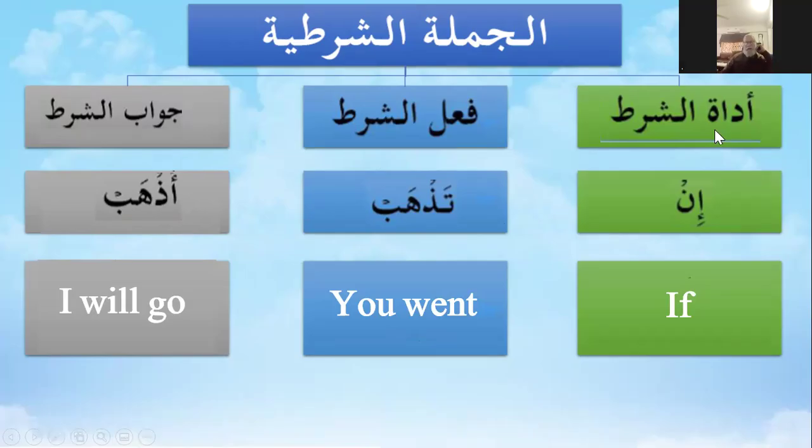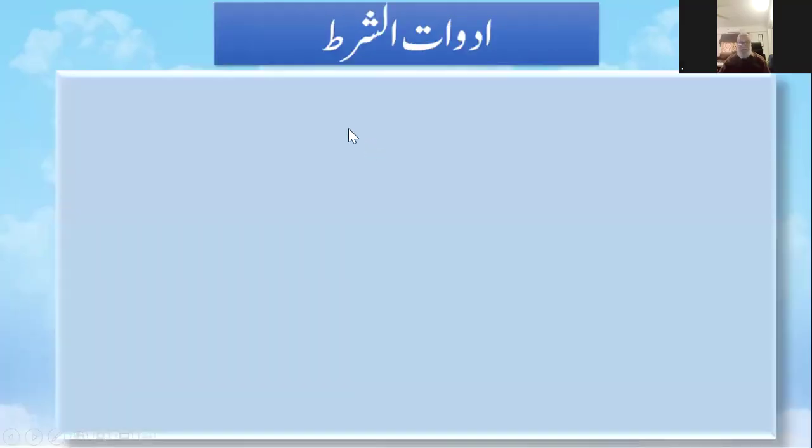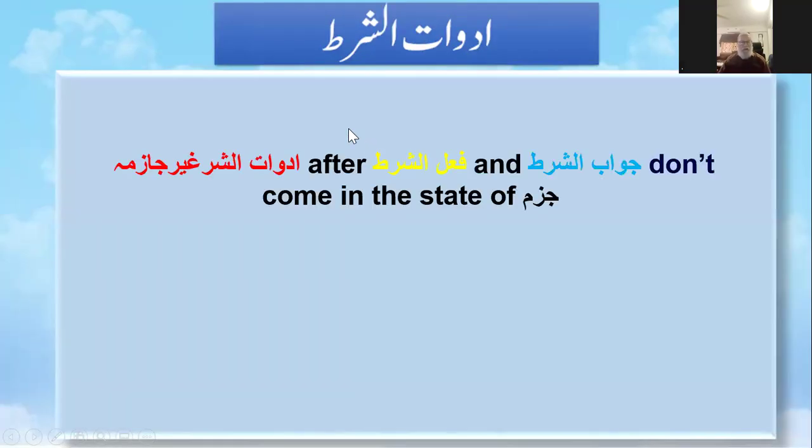So the jumla shartiya has three parts. Adatu shart, that is either a letter or an ism, which is causing the condition of shart. Then we have fi'l shart and jawabul shart, the condition and the answer of the condition. Now adat shart ghair jazima: after it, the fi'l shart and jawab shart don't come in the state of jazm, meaning they are not affected.